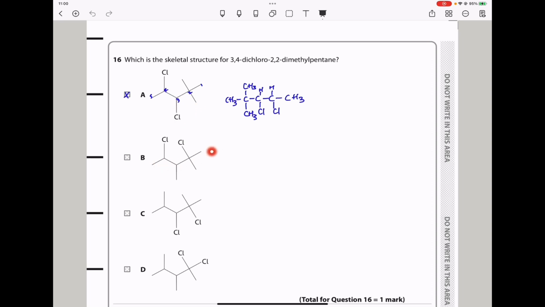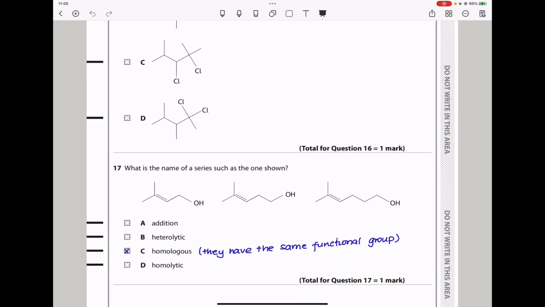When you look at this one here, there is a chloro and a methyl. They cannot be on the same carbon, so this is out. This is also out, and that is also out. Chloro and methyls are not on the same carbon, so this is going to be my answer. So down here, question 17. What is the name of a series such as the one shown? This is an alcohol, alcohol, alcohol, so we can say it's a homologous series. The answer should be C.